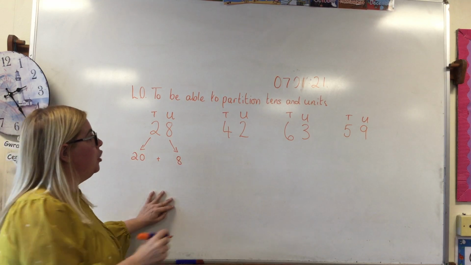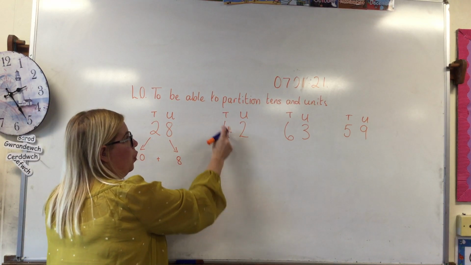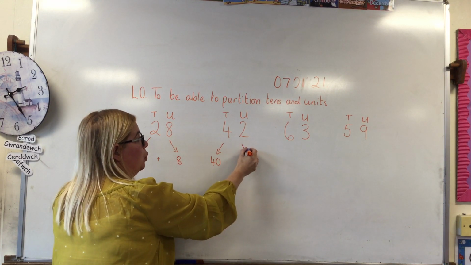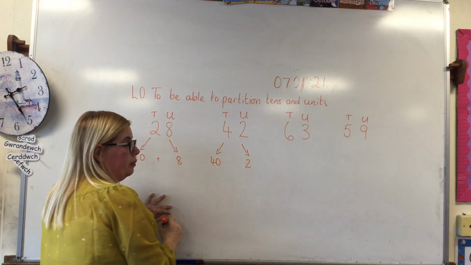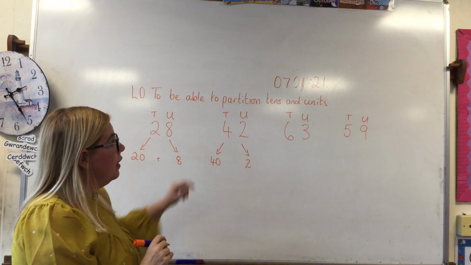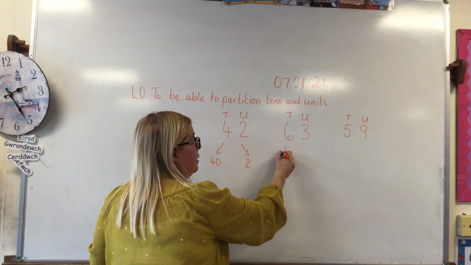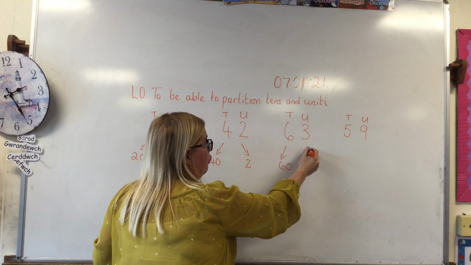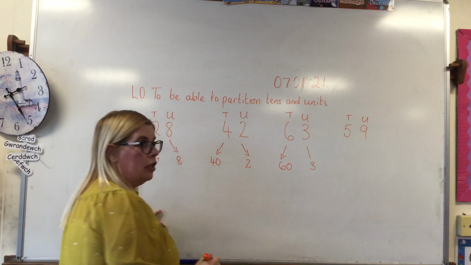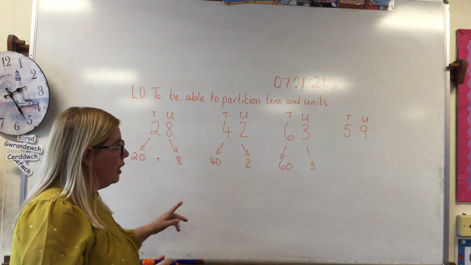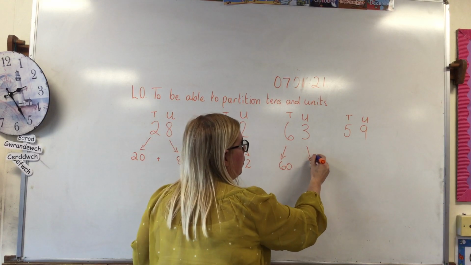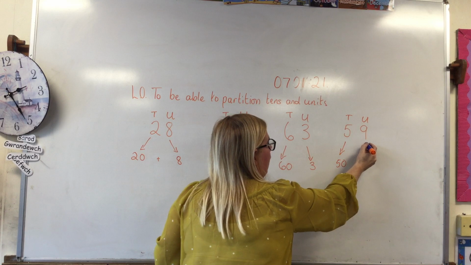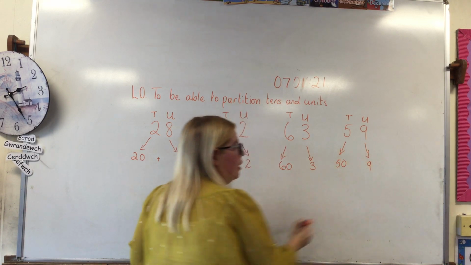So if you look at the number 42, we've got 4 tens, and 4 tens are 40, and 2 is a unit on its own, okay? If you look at the number 63, we've got 6 tens, and 6 tens are 60, and the 3 is a unit on its own. So you see a pattern emerging. Let's do the last one and I'll show you. We've got 5 tens, 5 times 10 is 50, and 9 is a 9 unit on its own.